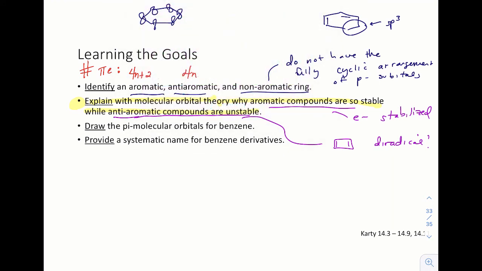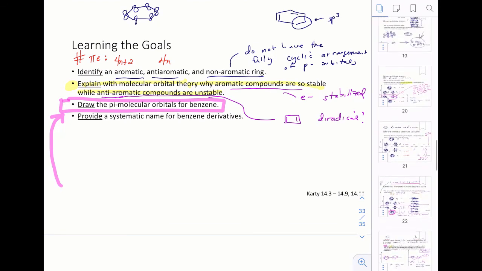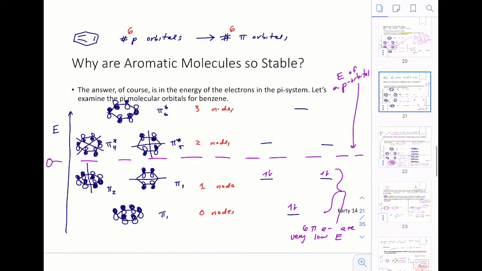I would like for you to be able to draw the pi molecular orbitals for benzene yourself. You don't need to be able to draw them for any other molecule, but you should be able to draw them for benzene. So spend some time doing that. So it's this picture I'd like for you to be able to reproduce. You can do it.